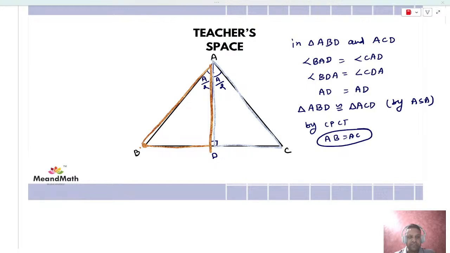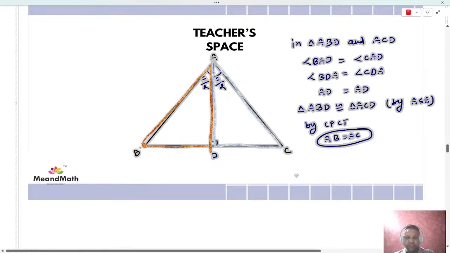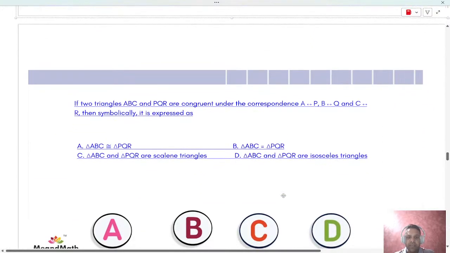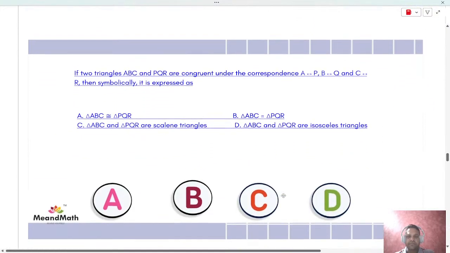Let's move to the next one. Next question. Okay, so now we are moving to the next question of the session. Here is the next question of the session.